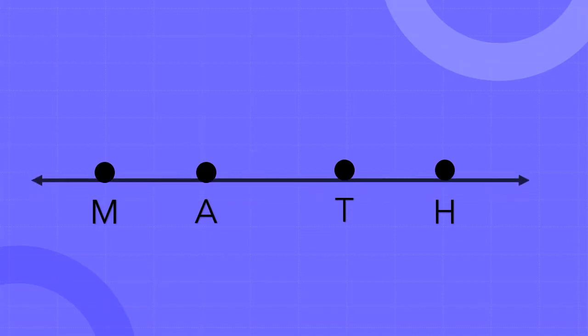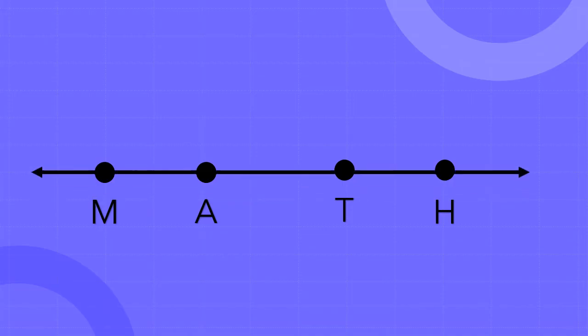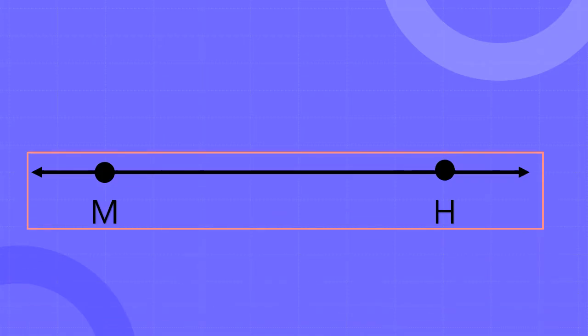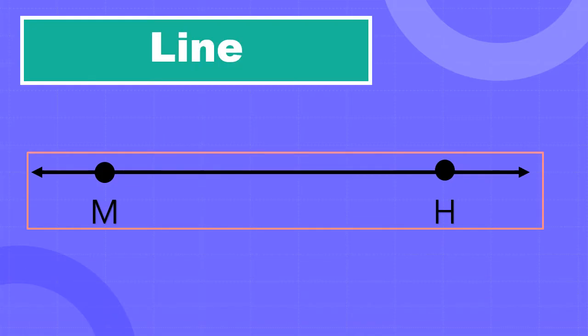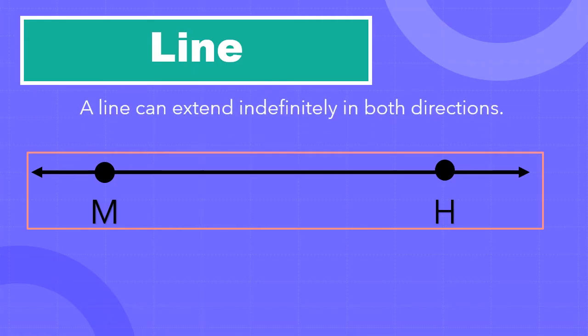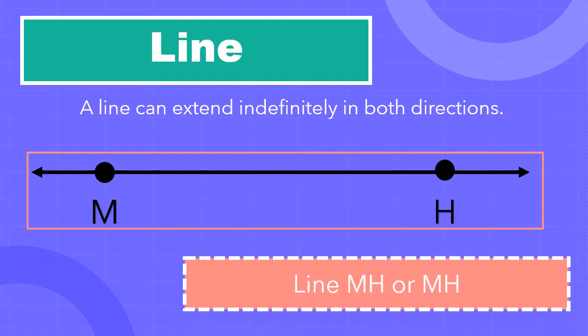Let's now move to the other element. What have you noticed with point M to point H? Very good. There are two arrowheads at both ends. This figure with two arrowheads represents a line. A line can extend indefinitely in both directions. We name this line as line MH, or we can use this symbol in naming a line.